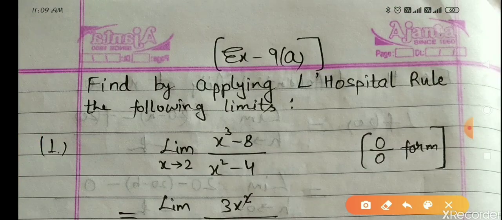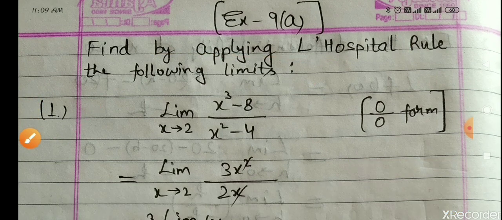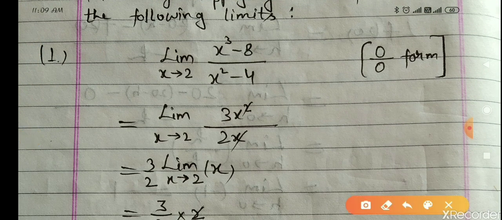So you can see, find by applying L'Hospital's rule the following limits. First question you can see, student, it is very easy exercise. Limit x tends to 2, x cubed minus 8 upon x square minus 4. When you put directly x equals 2, 8 minus 8 upon 4 minus 4 you will get, that is 0 upon 0 form. So that's why I have written 0 upon 0 form. On direct substitution, 0 upon 0 form we are getting.